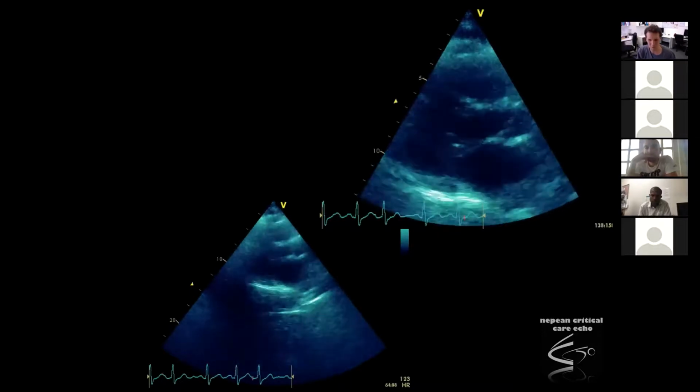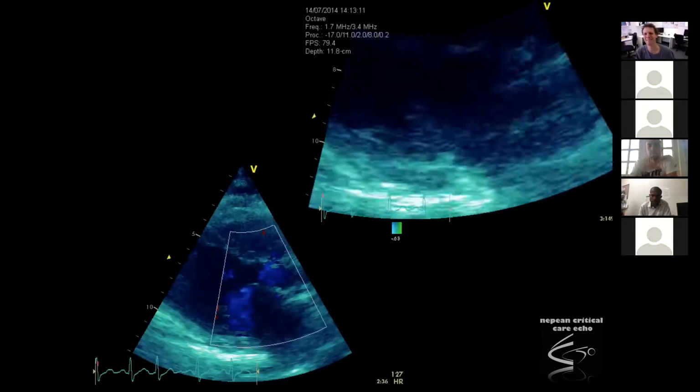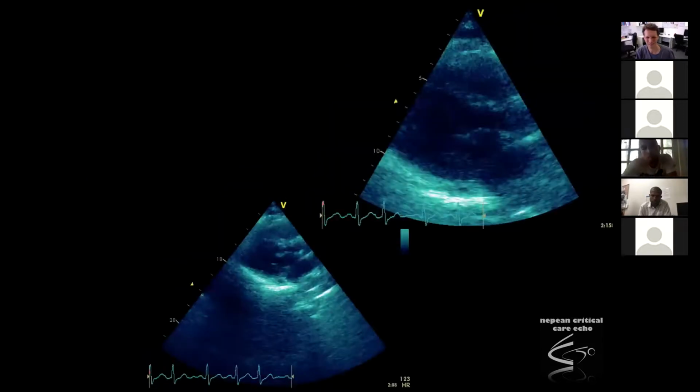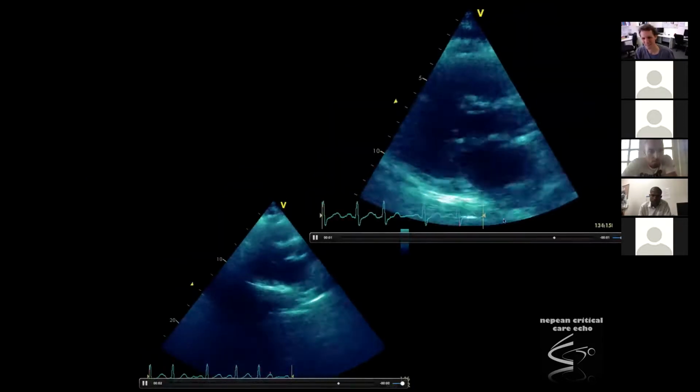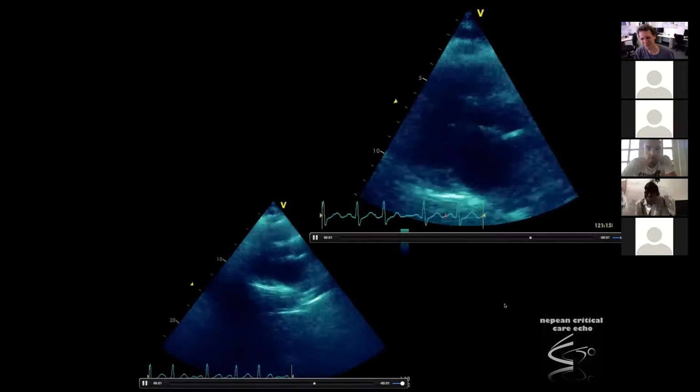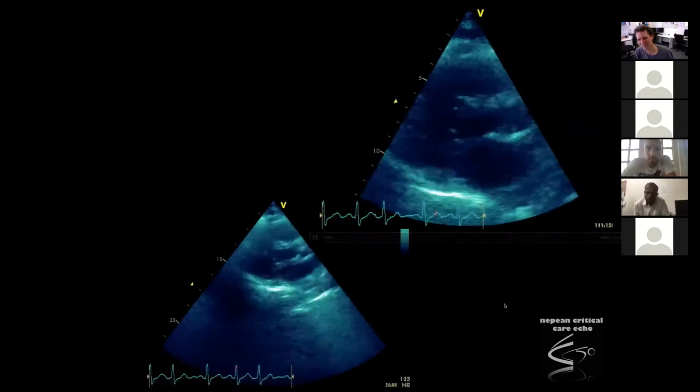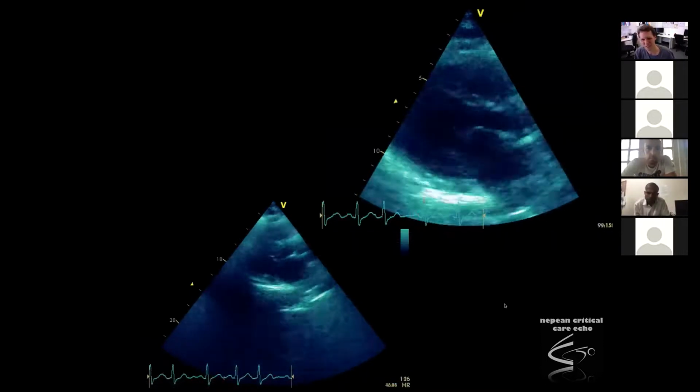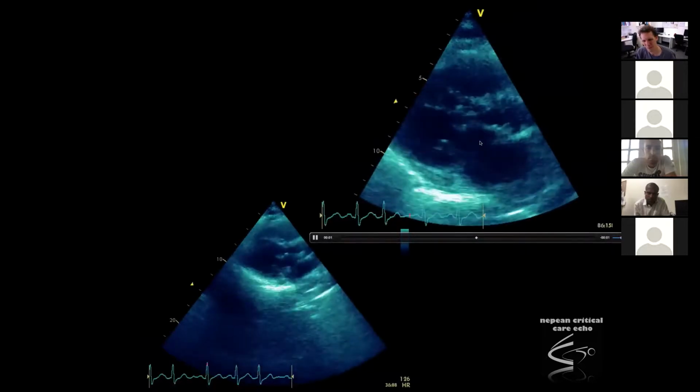How are these coming out? Let me see if I can find you a better one. The resolution's okay. The frame rate's a bit dodgy. Sorry, Lewis. Can anyone see? Maybe I'll just talk you through this one.